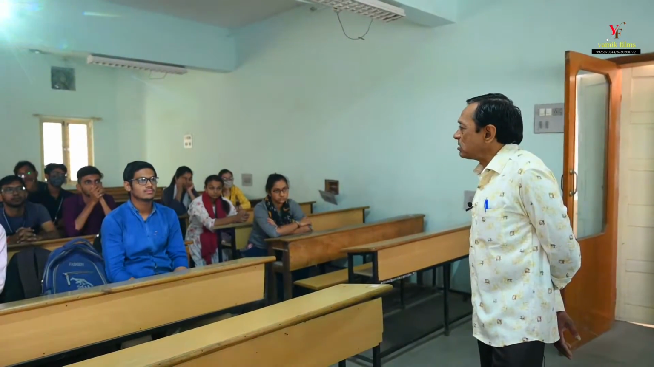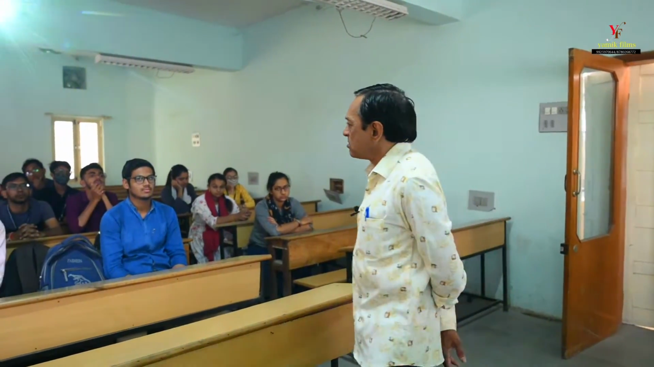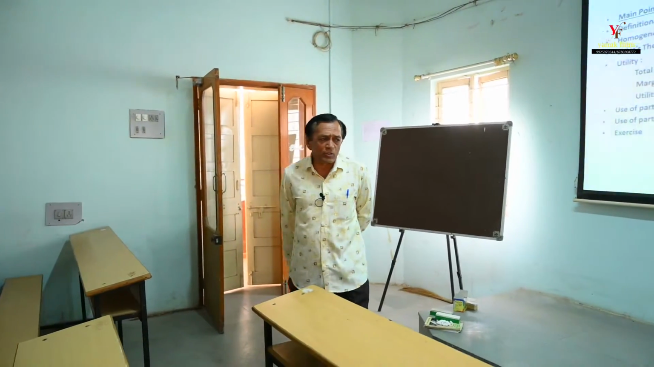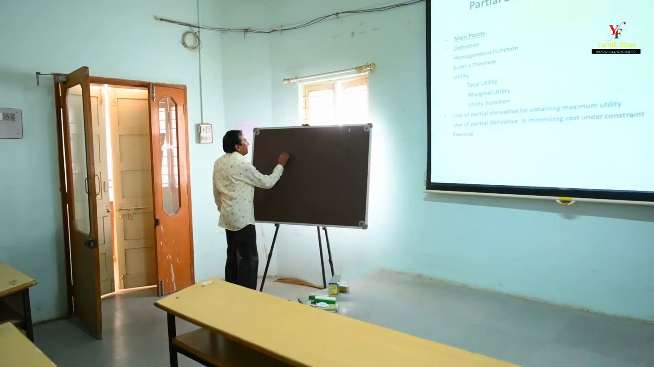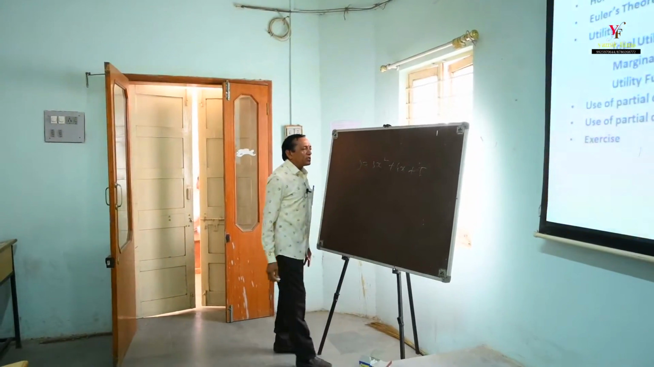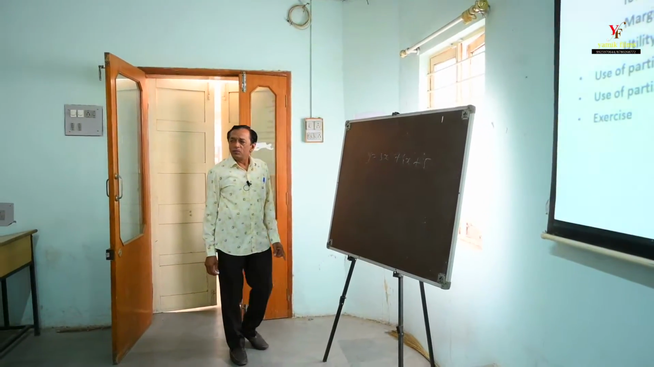In semester 5, we are familiar with the concept of differentiation. Based upon differentiation, there is another unit in semester 6, unit number 3, partial differentiation or partial derivative. In this, suppose we have given y is equal to 3x square plus 4x plus 5. This is a function.